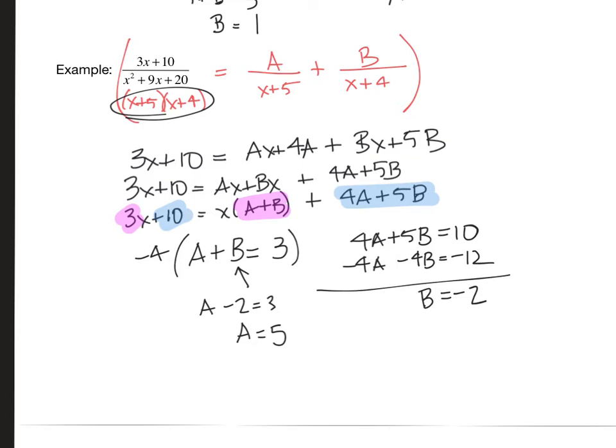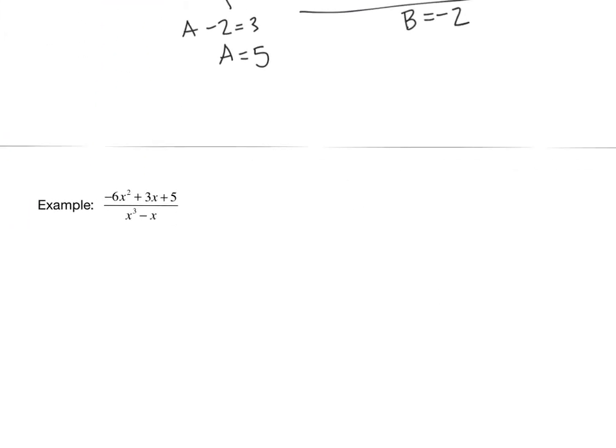All right, so that means my whole answer, when I put the a and the b back in, is 5 over x plus 5 minus 2 over x plus 4. Okay, so now that one's, again, not too bad. Pretty easy, I think. Pretty straightforward as long as you follow the steps.